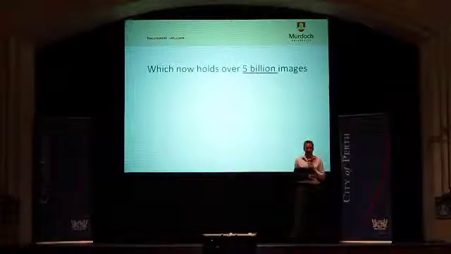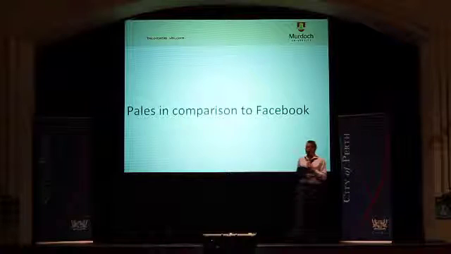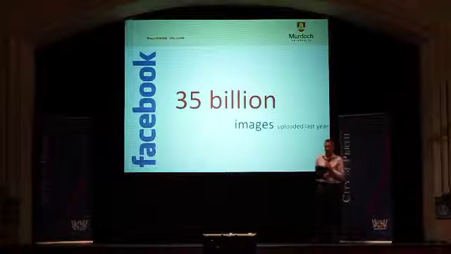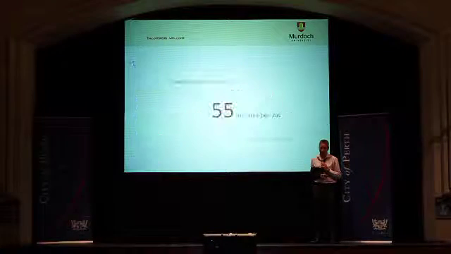2 billion videos are watched daily on YouTube. That is a phenomenal number. Every minute, 35 hours of video is uploaded to YouTube. 35 hours. And 3,000 images are uploaded to Flickr, which now holds over 5 billion images. This pales in comparison to Facebook, which has 35 billion images uploaded to it last year.